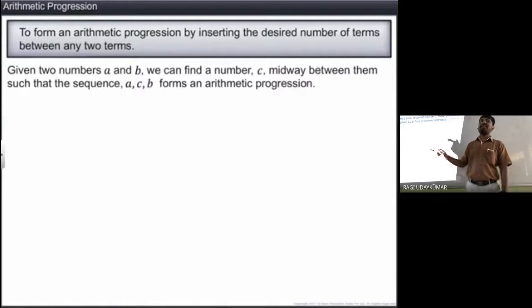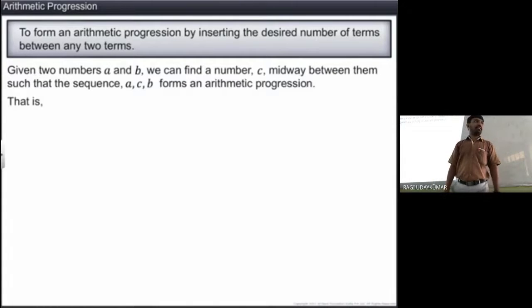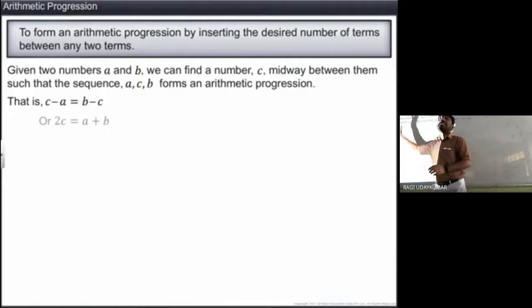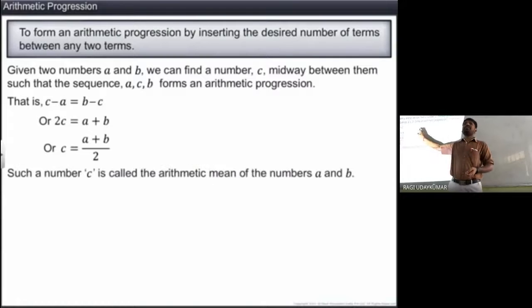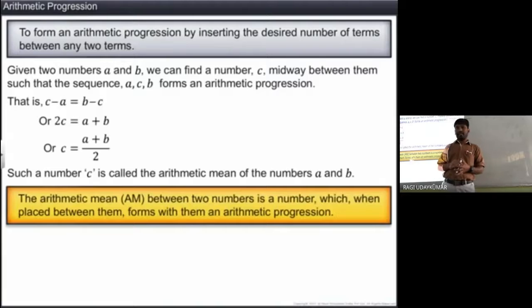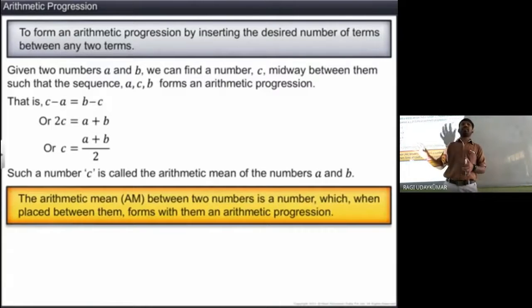So you can say the difference between C and A, and B and C, are equal. If it is an arithmetic progression, the difference of C and A and the difference of B and C are equal. So from that, 2C equals A plus B, so C equals (A plus B) by 2. Such a C is called the arithmetic mean of the two numbers A and B. I have given you two numbers, you can take one example. The arithmetic mean between two numbers is a number placed between them to form an arithmetic progression. Suppose I give you 1 and 100, and one number is to be inserted between them to form an arithmetic progression.